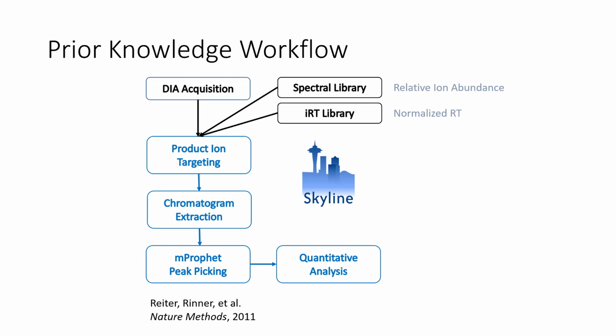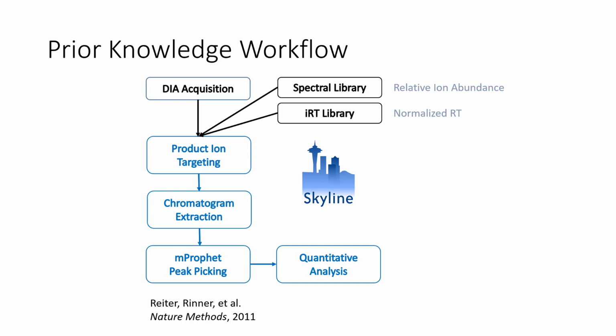So we can do DIA acquisition. We can do this at any time. We don't need to collect the spectral library before we do DIA acquisition. We can do DIA acquisition of our samples, knowing that we're going to quantify using this method. And then we can create a spectral library outside, use iRT to normalize, and then we can do this product ion targeting that we've been doing, and chromatogram extraction.